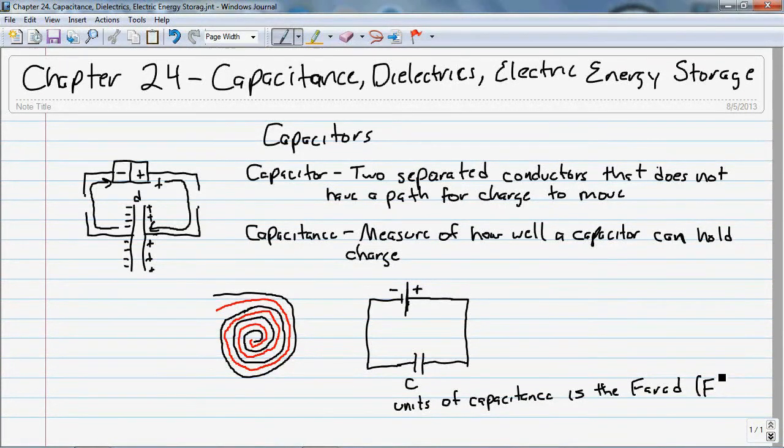So now let's find in the next video how we can determine the capacitance of a parallel plate capacitor based on its dimensions.